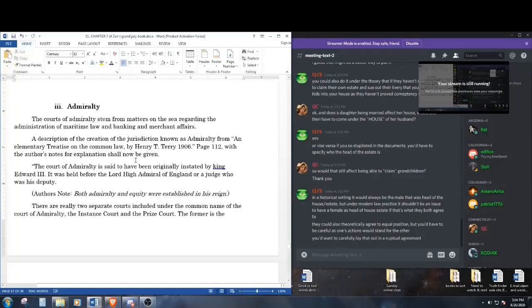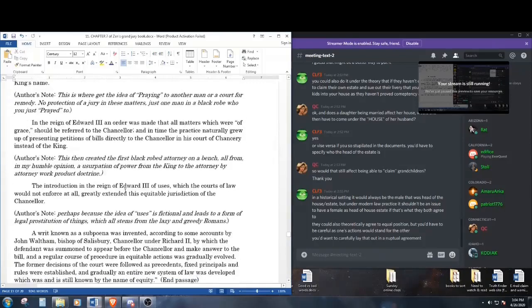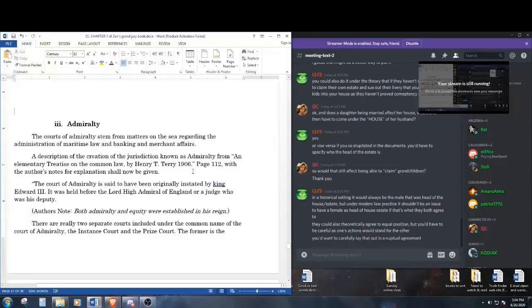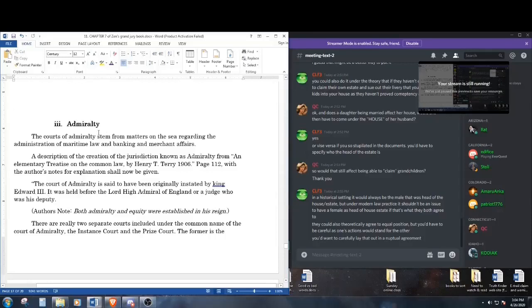We left off last section with going through the 5 different jurisdictions of law, and now I'll be getting into talking about admiralty. Admiralty law and maritime admiralty, they're synonymous terms, and it deals with banking and merchant affairs. This is where you get the whole aspect of the law merchant coming onto the land. This is where it stems from.